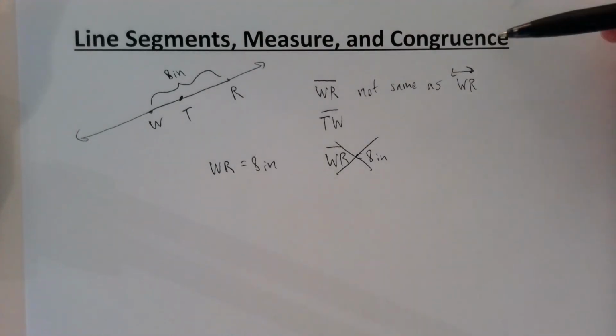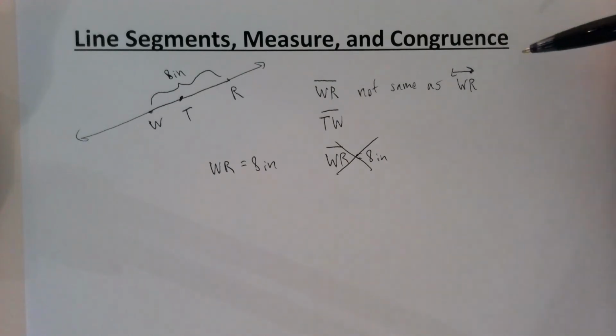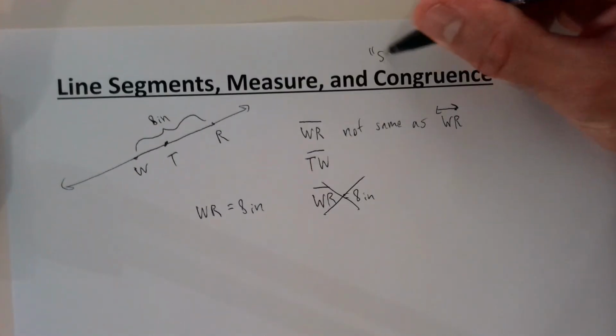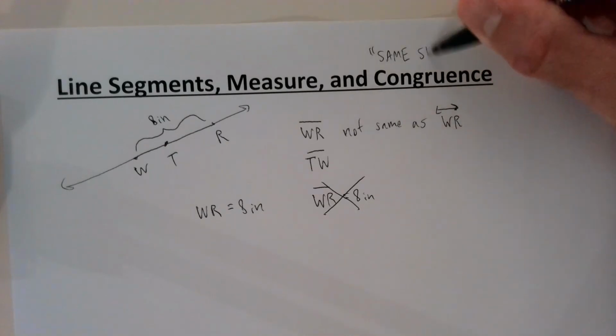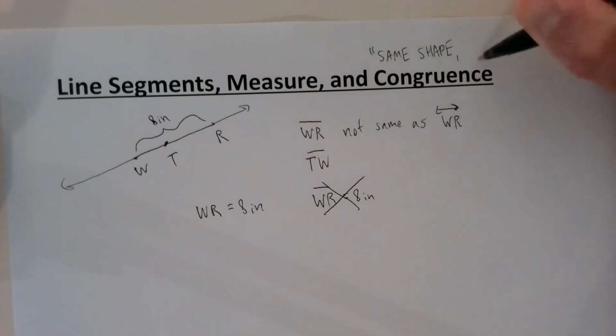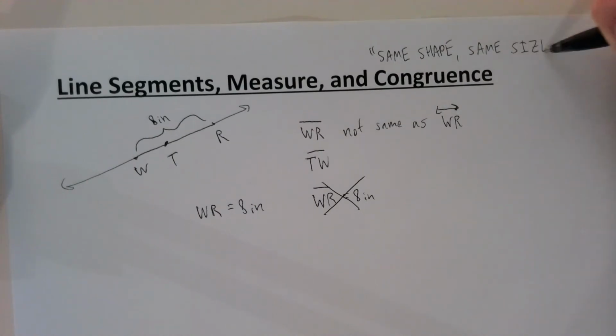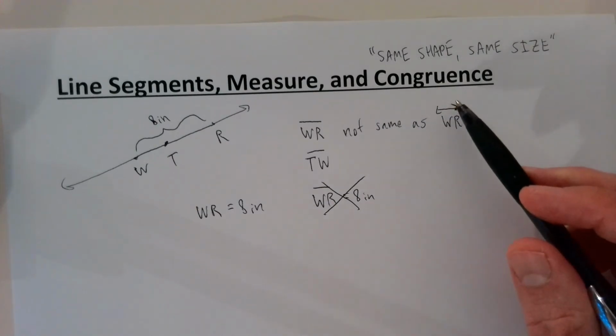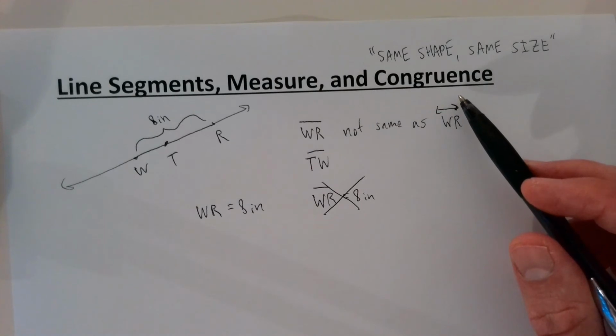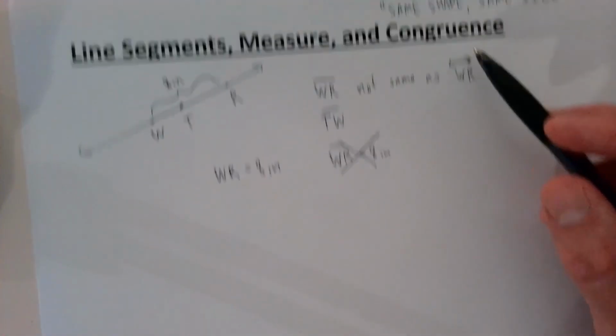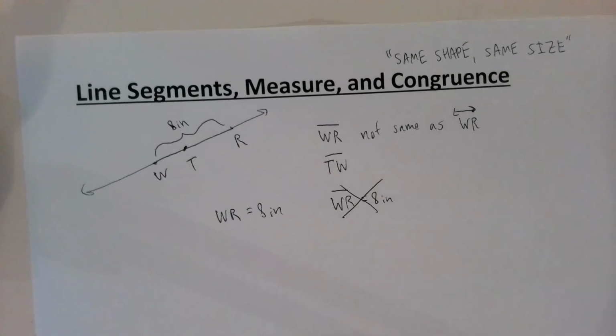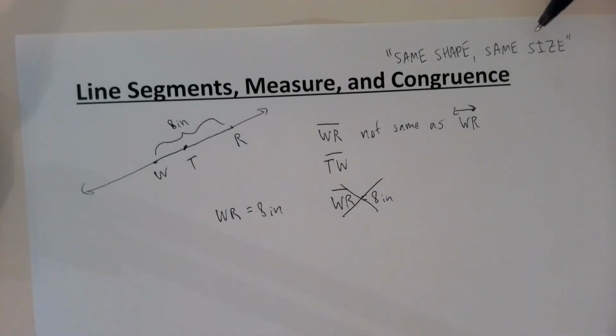How about congruence? What does that mean? So for us, congruence is going to mean same shape, same size. This is going to extend to anything that we talk about the entire year. For now, we're going to focus on segments. So to have congruent segments, well, every segment is basically the same shape because it's part of a line. We're going to focus on the size. So for two segments to be what we say congruent, we say that they have the same size.